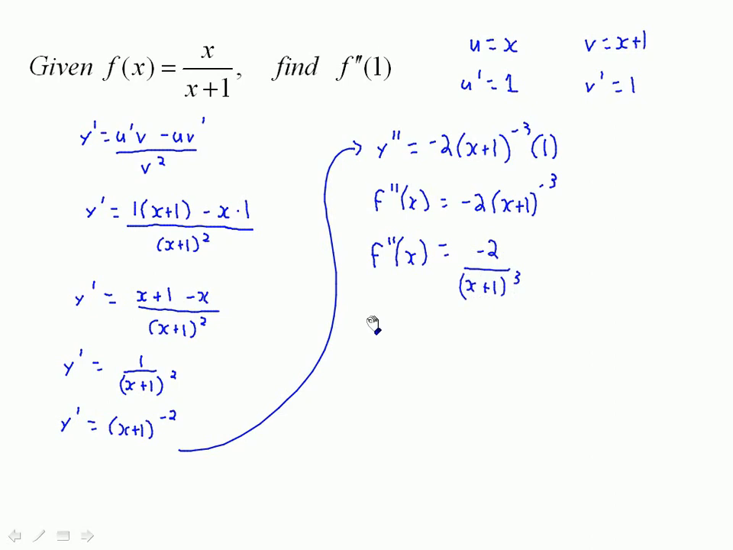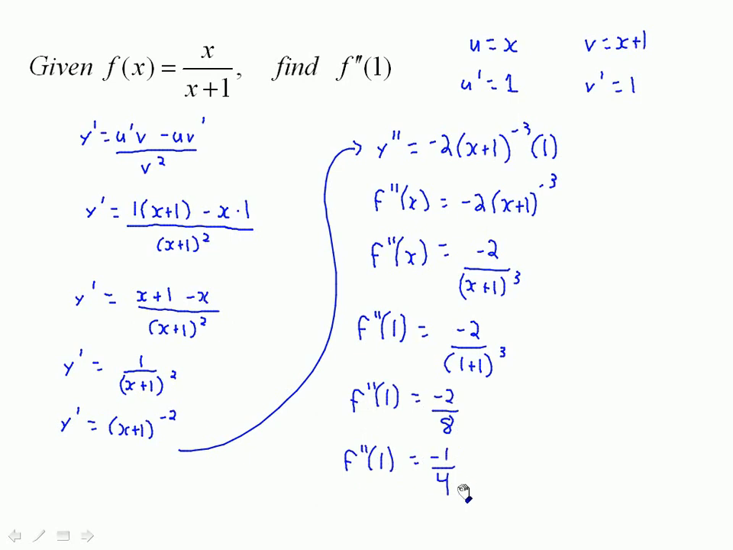So this makes the next part fairly routine. f double prime at 1, which is what we want, is negative 2 over 1 plus 1 cubed. So the second derivative at x equal 1 is negative 2 over 2 cubed, which is 8. So the second derivative is equal to negative 1 over 4. So if you thought of that first graph, f at x being a function of position as a function of time, this would represent the acceleration at x equal 1, or t equal 1.